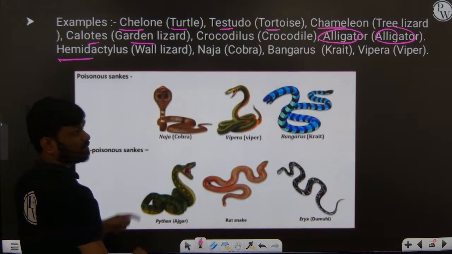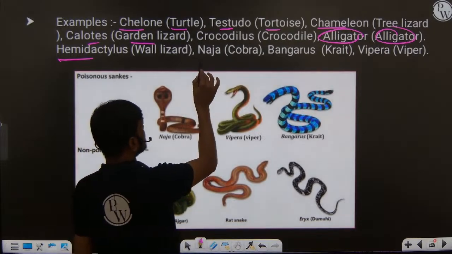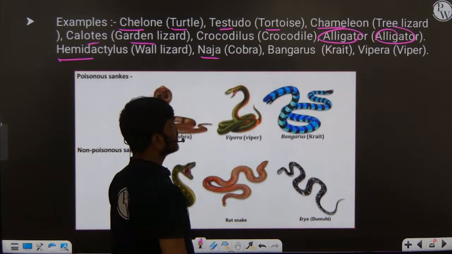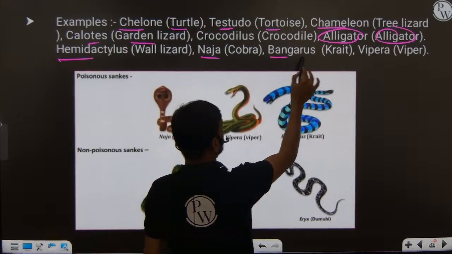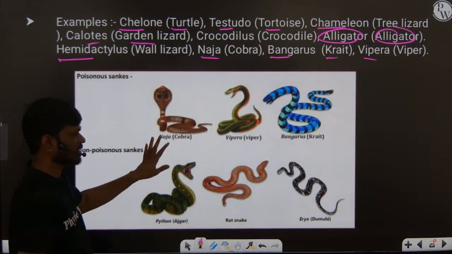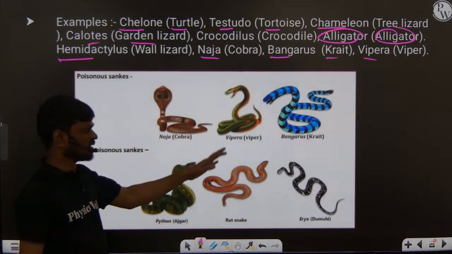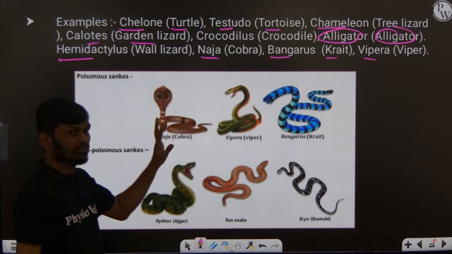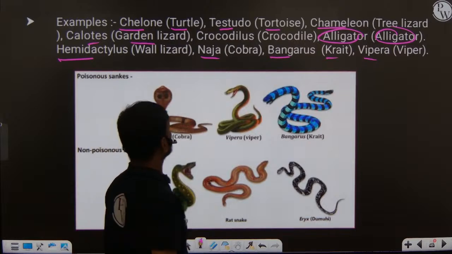Hemidactylus, commonly wall lizard. Naja, Indian cobra; Bungarus, krait; Vipera russelli. So the common names and the diagrams you should also remember. These are not NCERT diagrams, but just remember them.